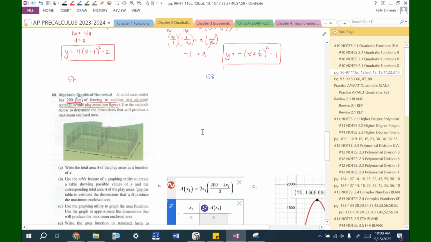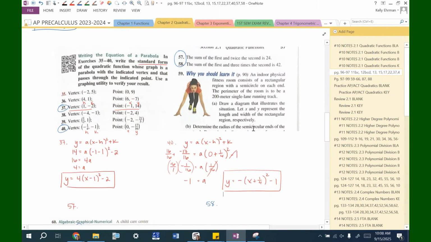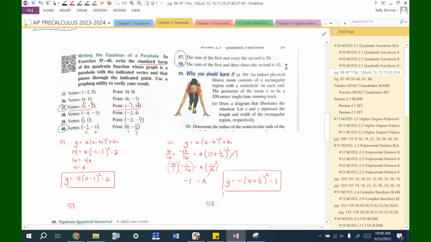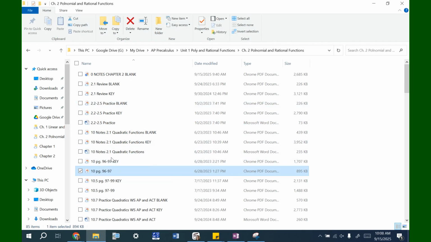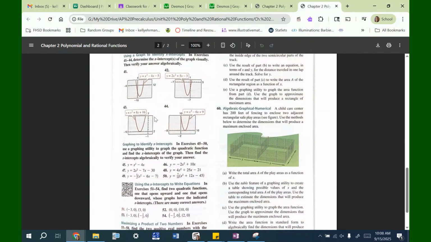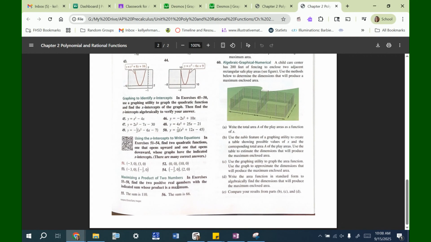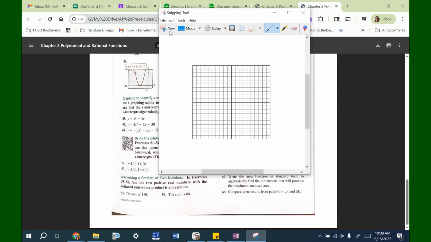57 and 58. Oh, I didn't leave really room to do these. Sorry about that. Let's see. So 57 says, oh, and the directions, I think I cut the directions off on this. Let me see. Do I have this book page? Sorry about that. Okay, yeah. 57 and 58 are up here, but the directions are down here. So let's get those on there.